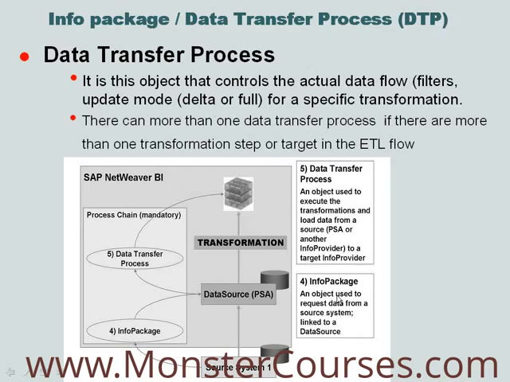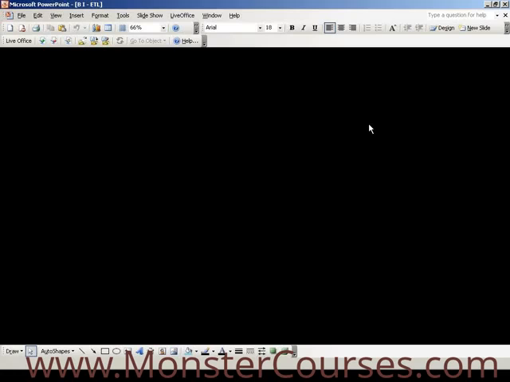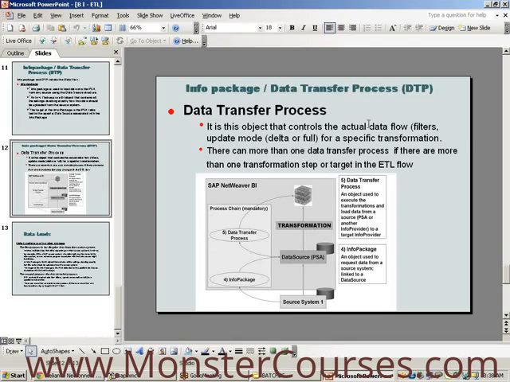and DTPs. Finally, the info package is the object used to request data from the source system linked to a data source. But the DTP is an object used to execute the transformation and load data from PSA to an info provider, or from one info provider to another info provider. This is exactly the basic ETL process. So finally, this is the basic process, right?